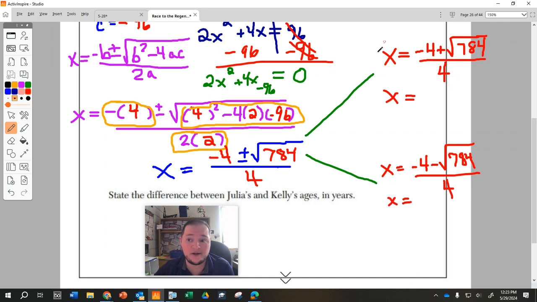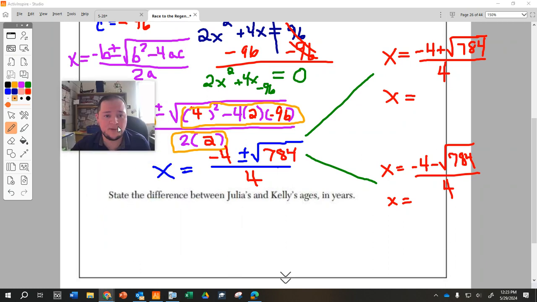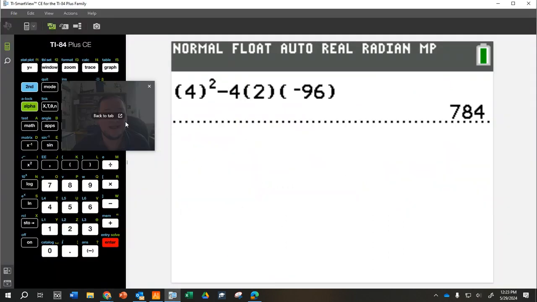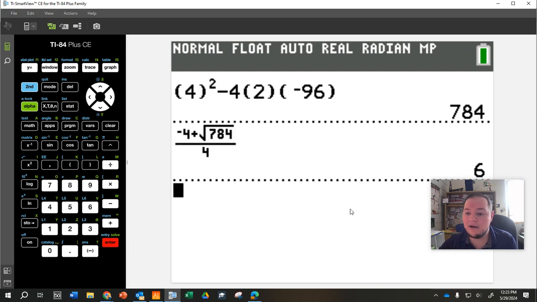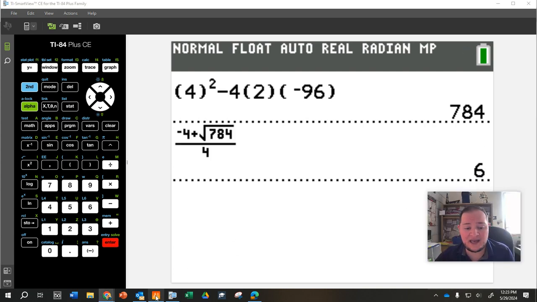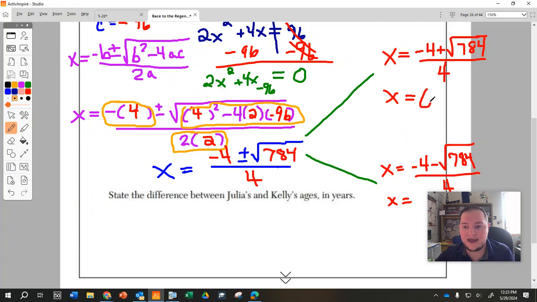Okay, and then it's a calculator thing. Do the plus one first. It's a big fraction, so you've got to use the fraction buttons. Alpha y equals enter. So the plus version is negative 4 plus square root of 784. Use the arrow keys to bounce around. I'm going kind of quick because hopefully at this point you know what you're doing. All over 4. I click enter. I got a nice, beautiful, clean, regular 6. So I got x equals 6 for one of them.